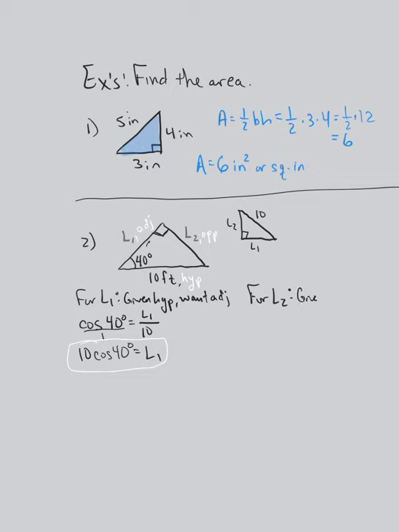We're given the hypotenuse, and we want the opposite, right? All right, and so which trig function are we going to use that relates the opposite and the hypotenuse? That would be sine of 40 degrees is equal to the opposite, which is L2, over the hypotenuse. All right, so putting that all together, we get L2 is 10 sine of 40 degrees, like that.